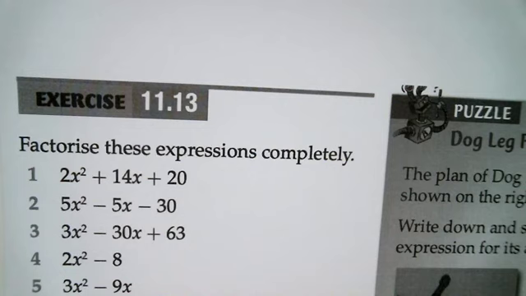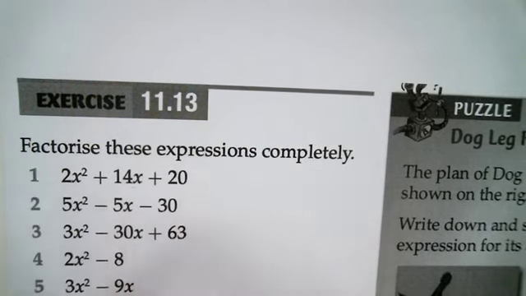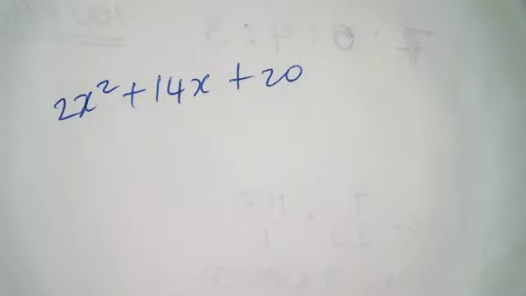Exercise 11.13 requires us to perform two-stage factorising, which means that we're going to have three factors as solutions to each of these equations. So let's take a look at the first one, 2x squared plus 14x plus 20. Here it is. Let's take a shot at it.